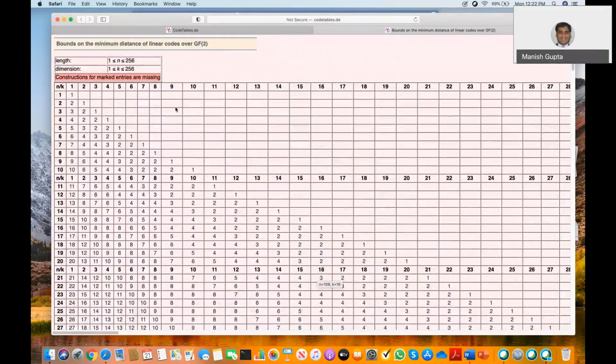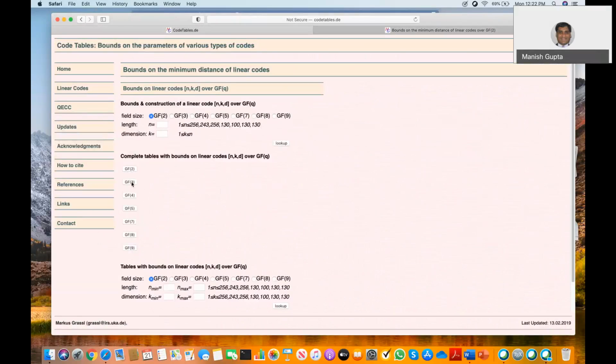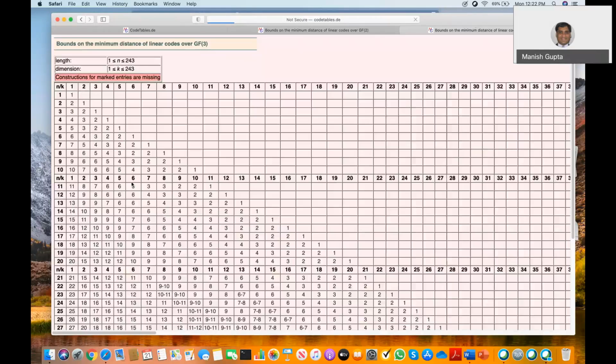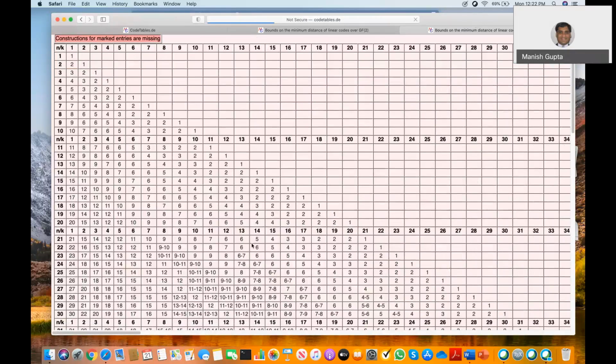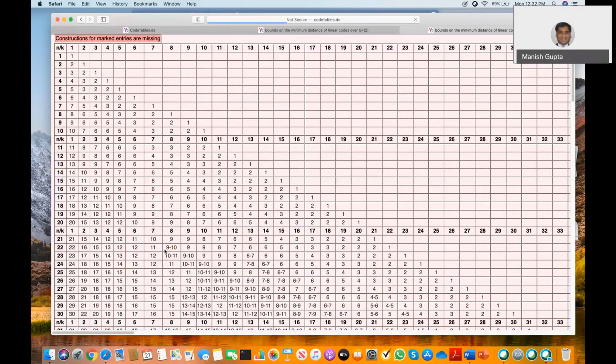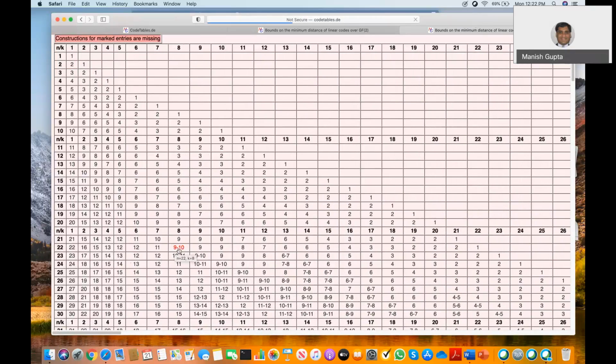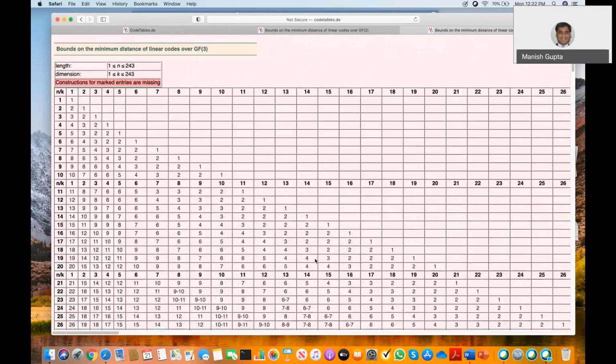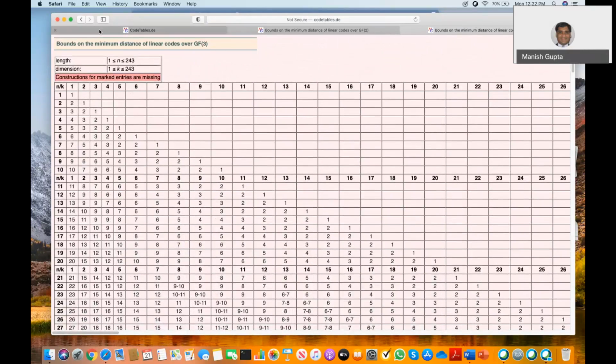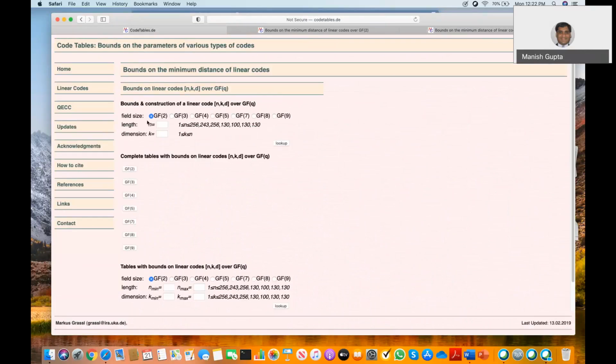Similarly we can see the ternary codes table. So you see that here even at a smaller case we have the value 9 to 10. This is not known. Lower is 9, upper is 10 for the distance, and so cases are given here and so on. So this is really a nice thing.